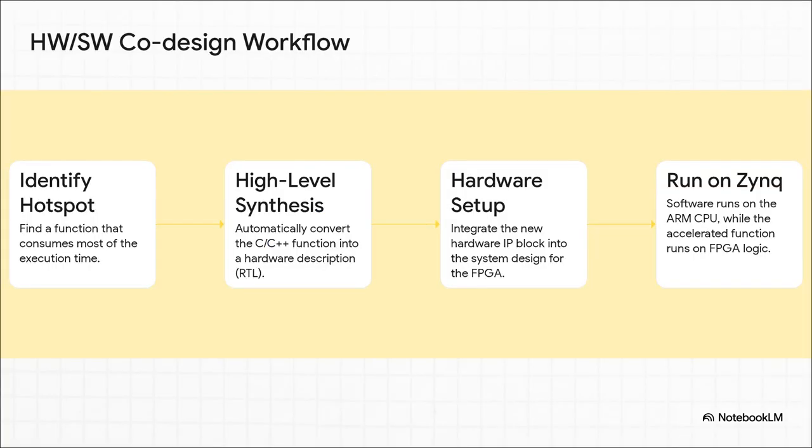Okay, so let's connect this to HW/SW code design, which is a huge topic for your exams. Here's the workflow. Let's say you're using a Zynq chip. It's got a regular CPU and also reprogrammable hardware called an FPGA all on the same die. First, you find the one function in your software that's super slow, the hotspot. Then you use a tool to automatically turn that C code into a hardware design. You integrate that new hardware block and boom, the main program runs on the CPU, but whenever it gets to that slow part, it just offloads it to your brand new, custom-built, high-speed hardware accelerator.